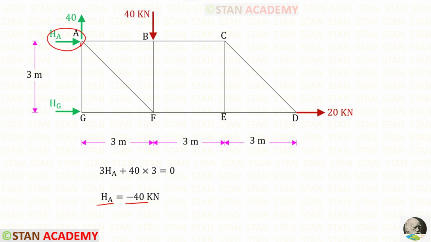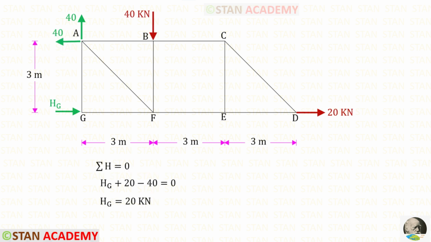HA is actually acting towards the left side, so we have to change the direction. Here I have changed the direction. Then by applying this rule, we can find HG. For HG, we will get 20 kilonewton.